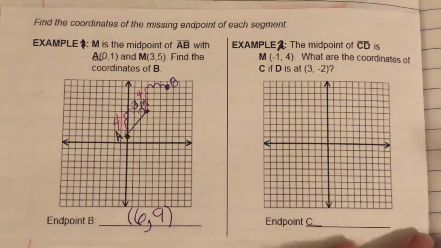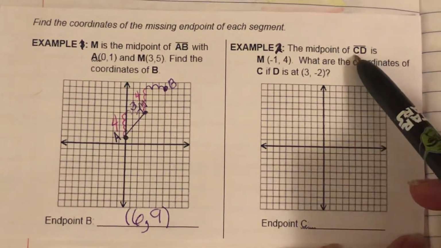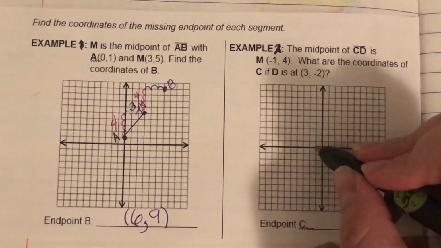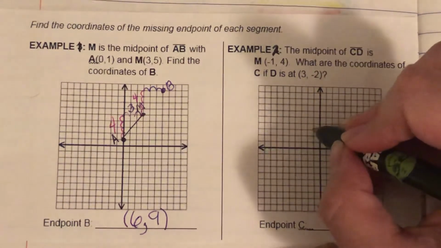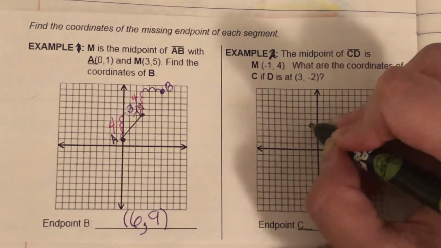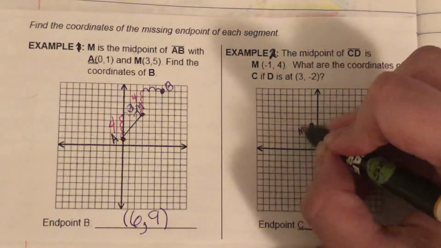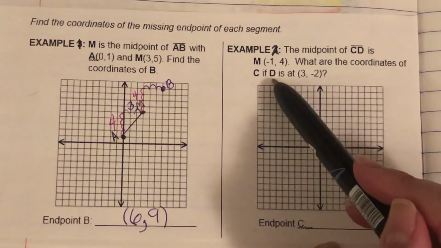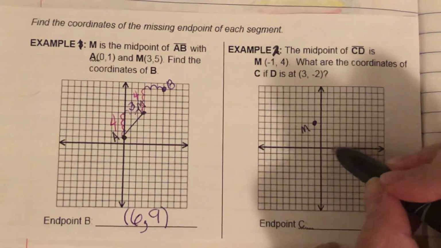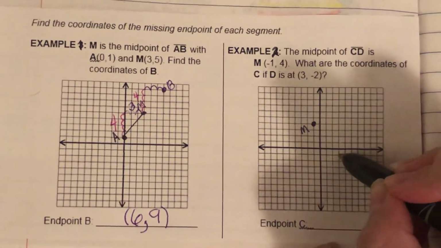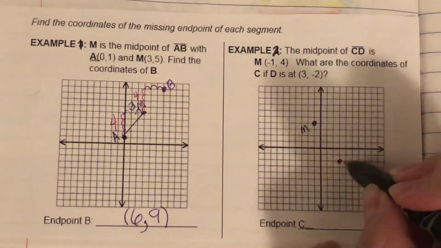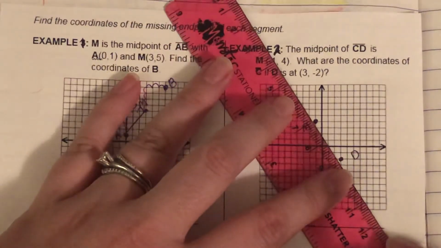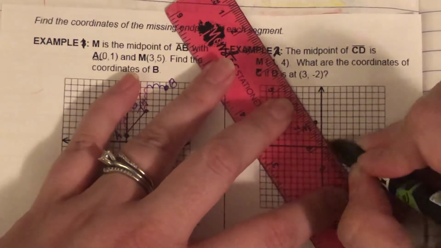So the midpoint of segment CD is M at -1, positive 4. 1, 2, 3, 4. So there's my M. What are the coordinates of C if D is at 3, -2? 1, 2, 3, -2, 1, 2. So there is D. All right, I'm going to connect them together. Remember, this is one end going to the middle.